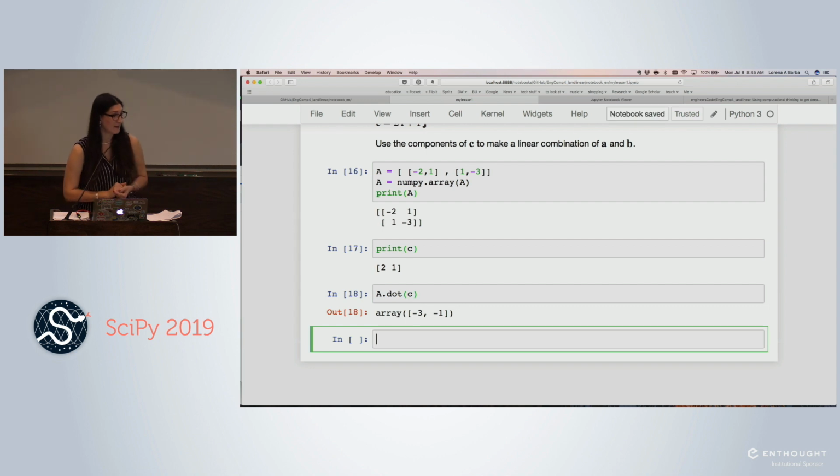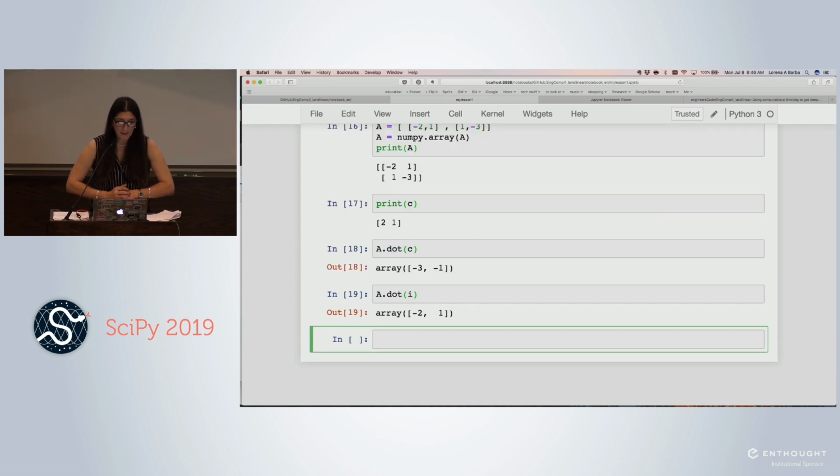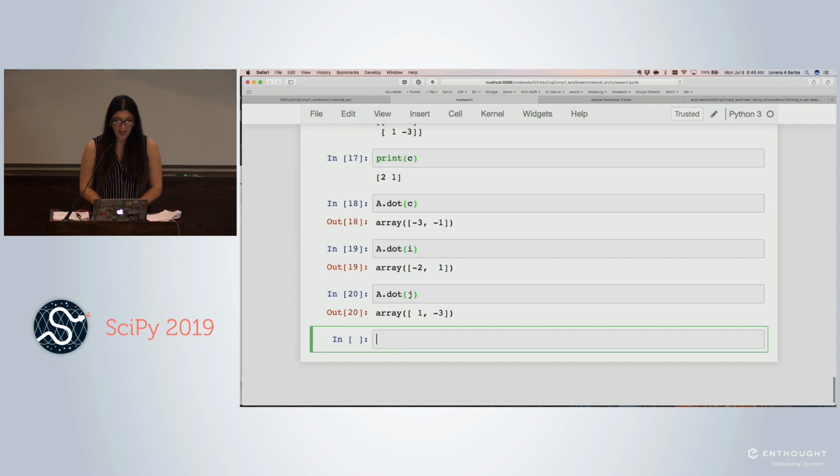C prime, the vector C prime that we created by making a linear combination of A and B with the original coordinates of C. Okay, so we could also do a multiplication of A times, using the built-in function from NumPy to multiply the matrix times a vector, and I'm going to multiply it now by the basis vector I, and execute that, and out comes, well, that's funny, minus 2, 1, which is actually the same as A. And if I do A dot, the multiplication with the matrix A times J, the other basis vector, out comes 1, minus 3. So that's kind of interesting.